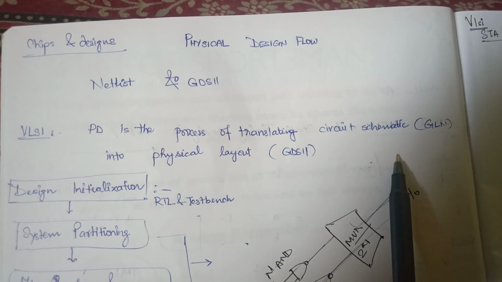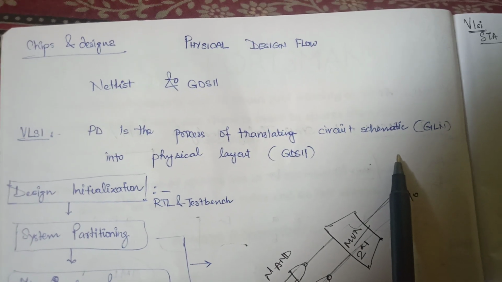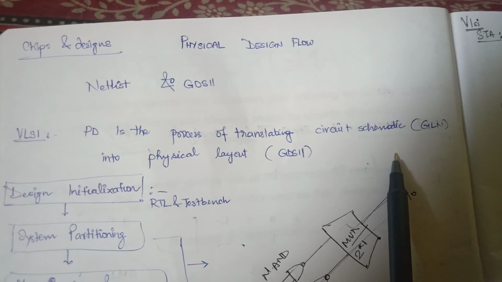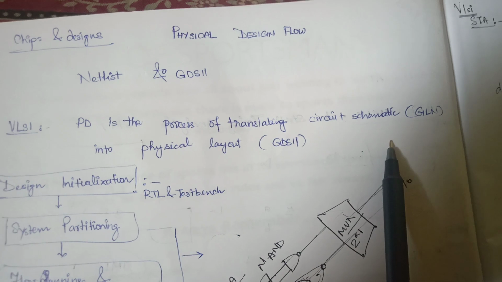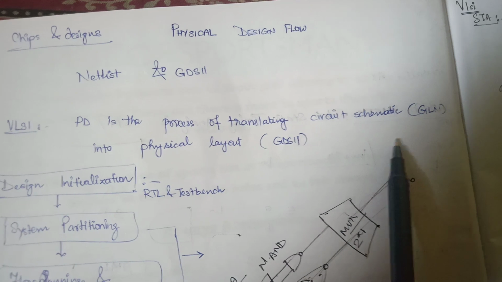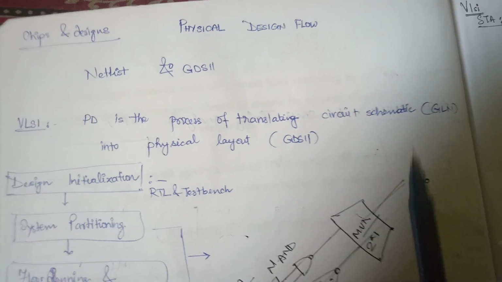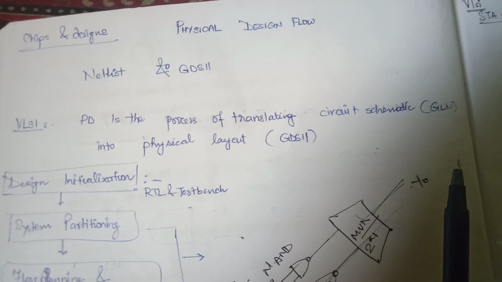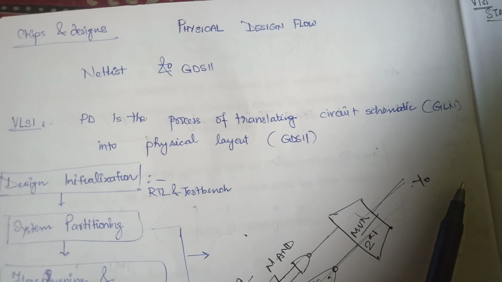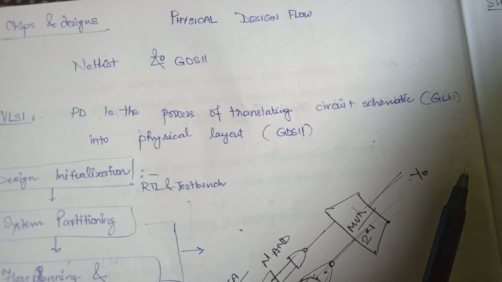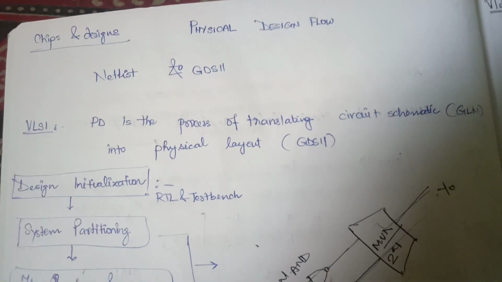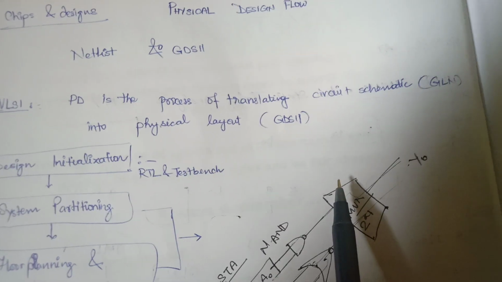We have to go through the process of translating a circuit schematic, that is called the GLN, into a physical layout, that is called GDS2. So what helps to translate the schematic into the physical layout? It is helped via the netlist. The netlist has the schematic structures that are used as the shapes and the designs. The netlist contains MUXes, combinational logic circuits, and the like.